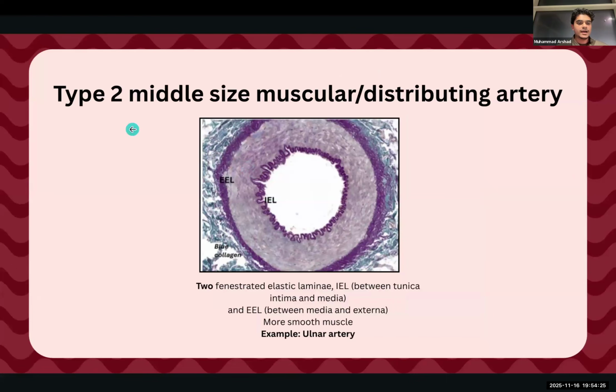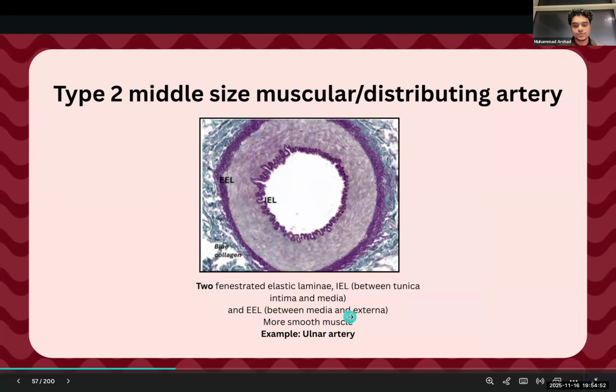Okay, now we have type 2, which is the middle-sized muscular or distributing artery. And it has a very telltale sign. To be honest, this is probably the first or second easiest to tell apart from the rest of them, because it has 2 fenestrated elastic laminae, which no other artery has. So you have this internal elastic lamina and you have this external elastic lamina. Okay, and relative to the first one, you're going to have more smooth muscle as opposed to elastic laminae. An example of this is the ulnar artery.